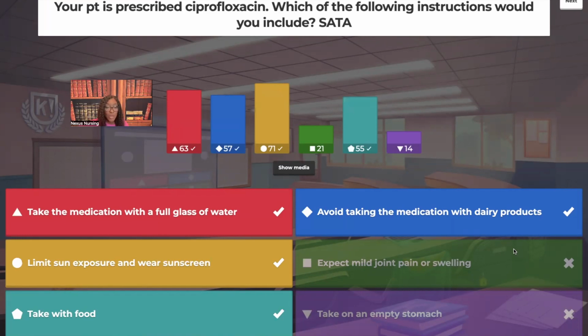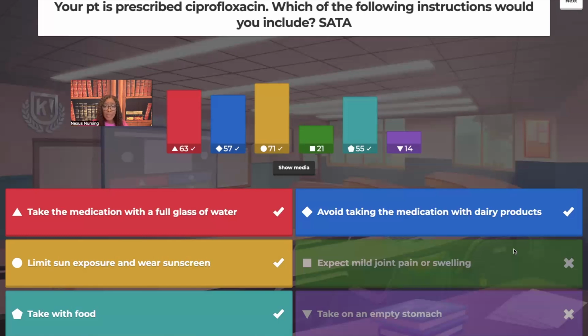Take the medication with a full glass of water. Why? We want to flush the kidneys and decrease crystal formation. Remember, your kidneys are responsible for excreting the drug, just like your liver is responsible for metabolizing the drug. Well, that drug's broken down, and your body's got to get rid of it. Who gets rid of it? The kidneys, right? We don't want to make the kidneys work any harder than they're already working. Take a full glass of water.